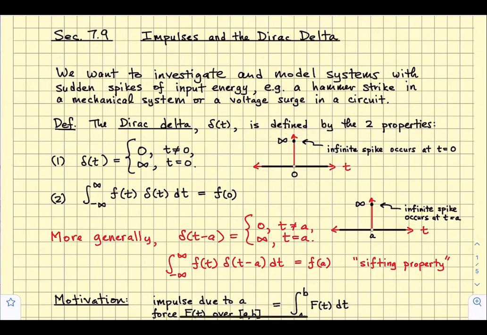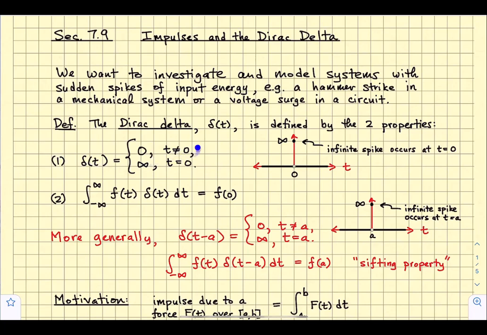This is not really the graph of a function, but it's a heuristic you can think of on the entire t-axis. The graph of delta of t is 0, and then exactly at t equals 0, it has an infinite spike up to a height of positive infinity.